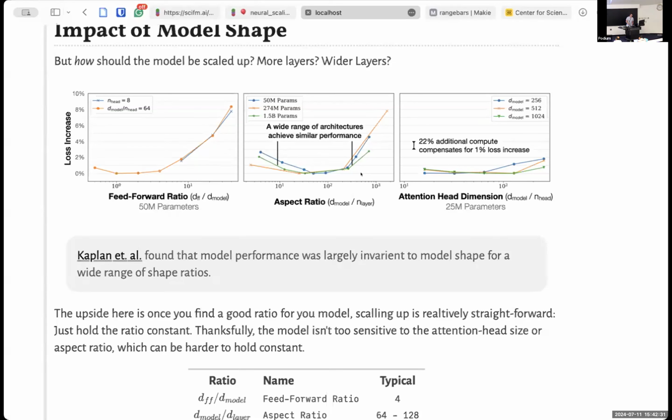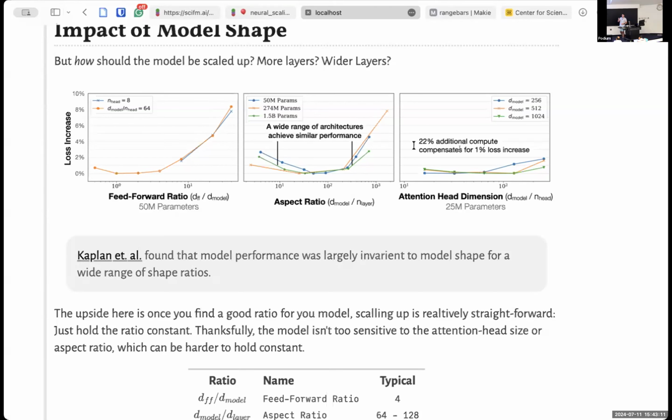Your aspect ratio is the size of the hidden dimension divided by the number of layers. This tends to sit in the range of 64 to 128. You might notice those are powers of 2. People love powers of 2, so don't spend too much time thinking about that. But you can see that it does get bad if your aspect ratio becomes either too slender or too fat. But there is a pretty wide margin in which everything works, which makes it a bit easier to scale things up. And then finally, in attention heads, it's pretty much flat.